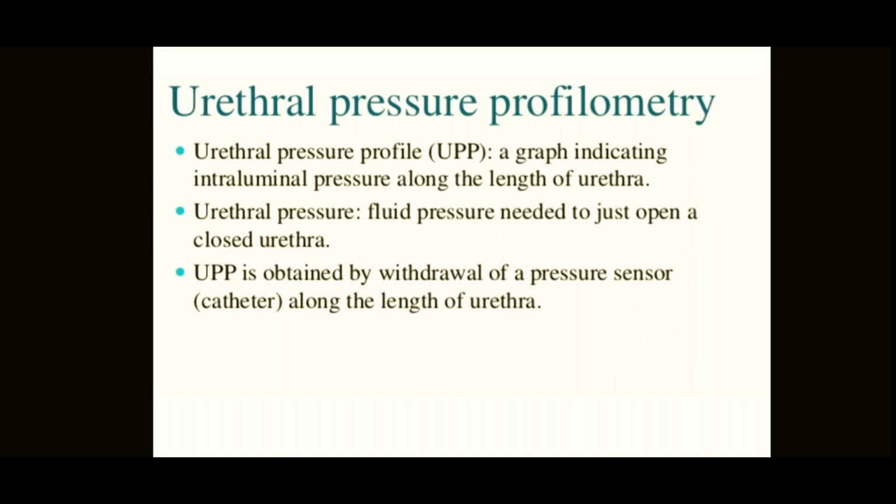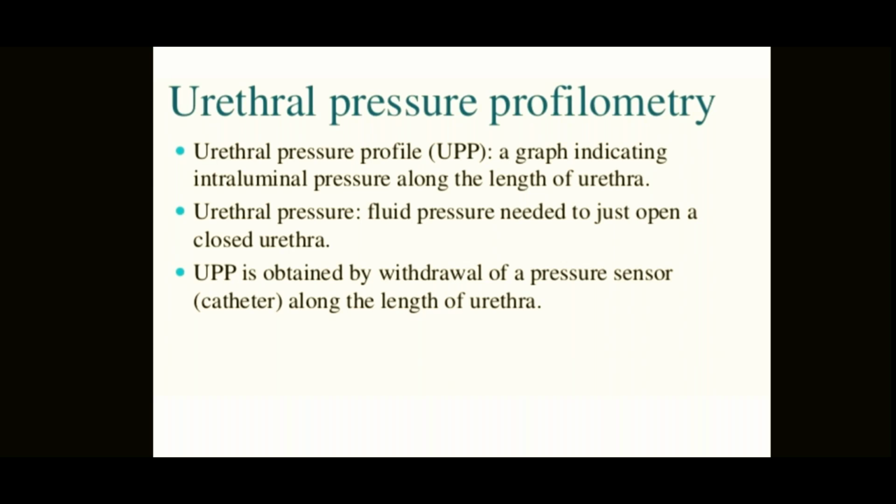Now this one is about urethral pressure profilometry. The urethral pressure profile is a graph which indicates the intraluminal pressure along the length of the urethra. So it gives us an idea about how the urethra is working. The urethral pressure is the fluid pressure needed to just open a closed urethra, and it can be obtained by withdrawing the pressure sensor catheter along the length of the urethra. And there you'll be seeing the urethral pressure.